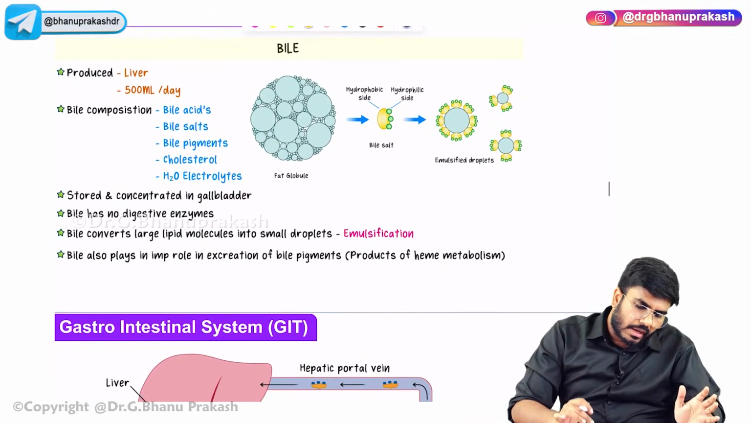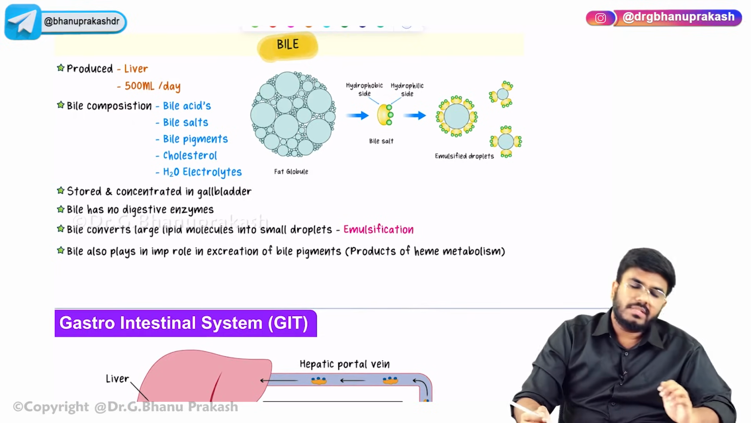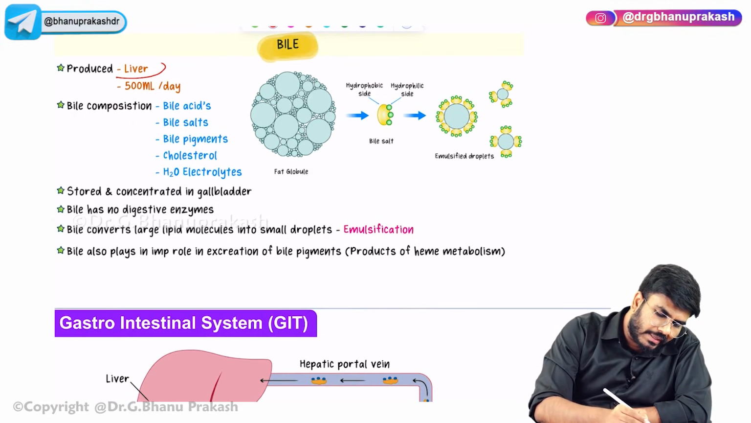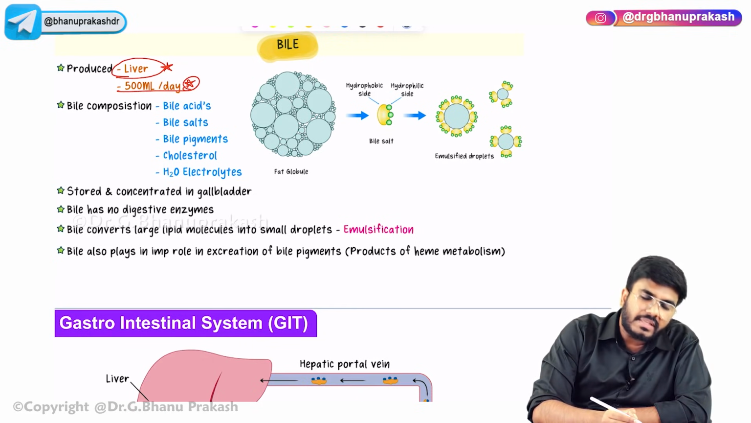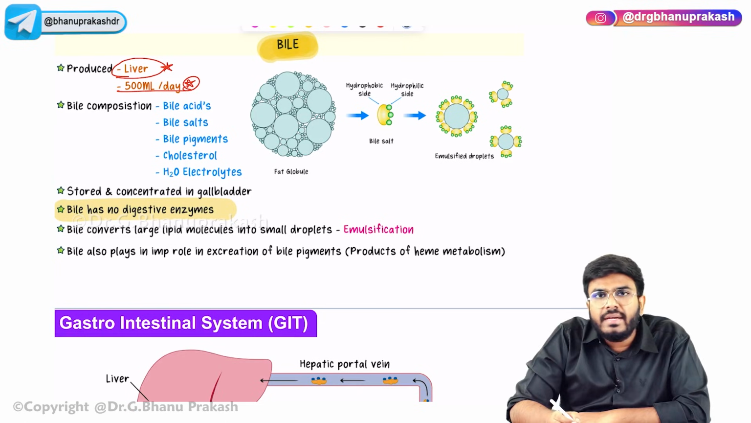Now I want to discuss a few more important points about bile here. What are the important points about bile? Bile is produced in the liver. How much? 500 ml every day. Which digestive enzymes are there in the bile? See, bile does not contain any digestive enzyme.